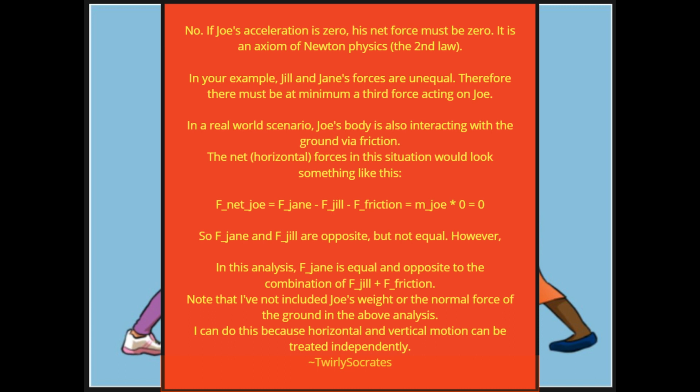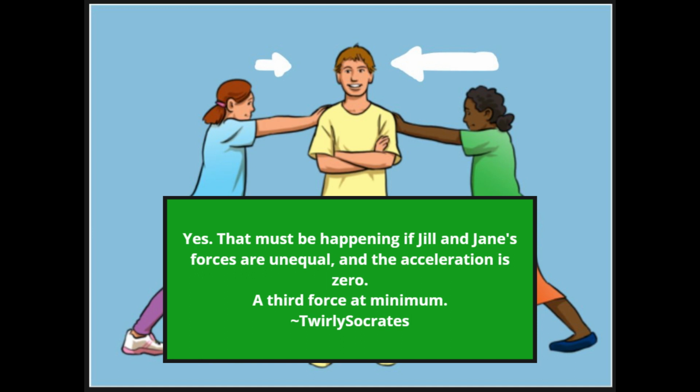Note that I've not included Joe's weight or the normal force of the ground in the above analysis. I can do this because horizontal and vertical motion can be treated independently. Are you trying to say a third force is coming in and subtracting from both Jill and Jane's forces, making them equate to nothing? Yes, that must be happening if Jill and Jane's forces are unequal, and the acceleration is 0, a third force at minimum. Do you agree? The third force of gravity is not taking away any of the force that Jill or Jane is exerting on Joe, and that he still feels the pressure from Jill and Jane pushing on him?